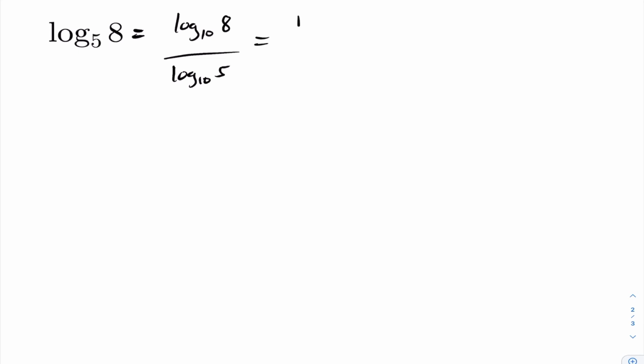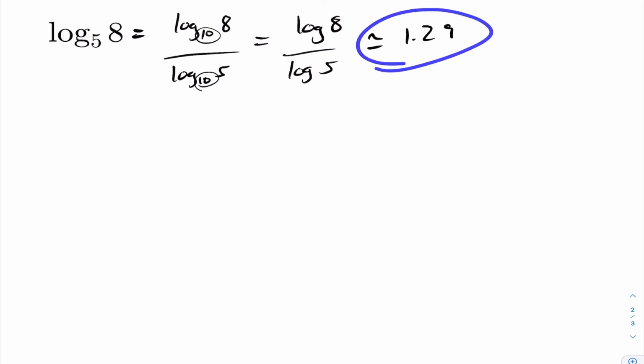Your calculator will abbreviate log base 10, and it'll just write it as log 8 over log 5. Getting this to 2 decimal places, we get approximately 1.29. So by using our change of base formula, we can change that base to a base of 10, which is default on your calculators, and we can actually get a numerical value for log base 5 acting on 8. Let's take a look at another example.